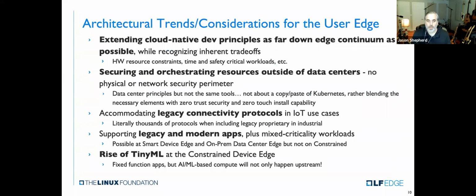So real quick, I've talked about a lot of this, so I want to hand it to Vikram. So we want to extend cloud native principles as far, this is about the user edge. On the user side, we want to keep extending those cloud native principles down, but also recognize inherent trade-offs. As I mentioned, if I'm doing time or safety critical workloads, I'm not going to be focused on making it super modular and flexible. I'm going to be focused on it always does this right. Recognize those resource constraints. When I'm outside of the secure data center, like I'm into the smart device edge and the constrained device edge, I have no physical or network security perimeter. I don't know if I have a firewall.